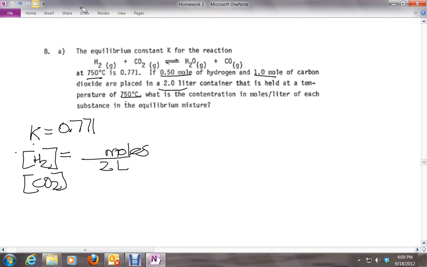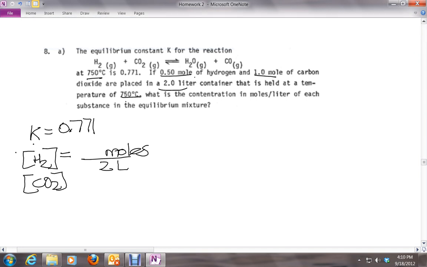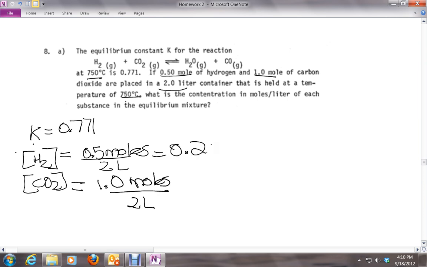And by the way, the hydrogen is 0.5 and the CO2 is 1. Let me double check before I write something. I write things without thinking. If 0.5 moles of hydrogen, yes, it's 0.5. Sorry for that. Moles over 2 liters, so this is going to be 0.25 moles per liter, already the concentration, and this is going to be 0.5 moles per liter.